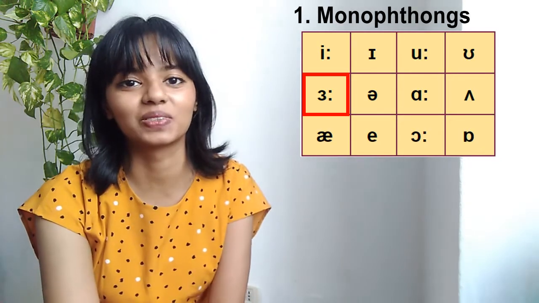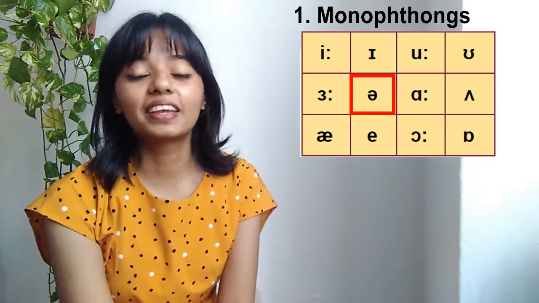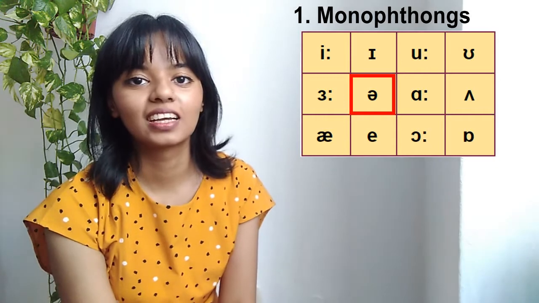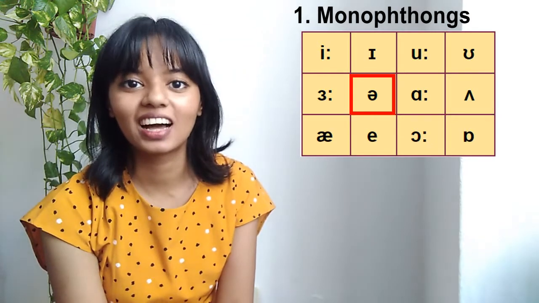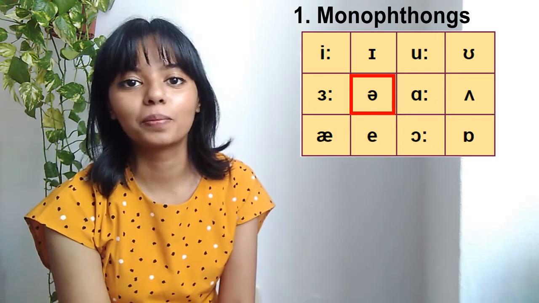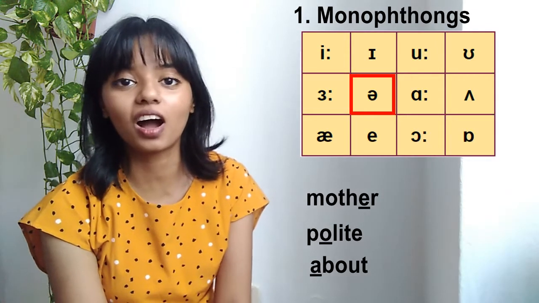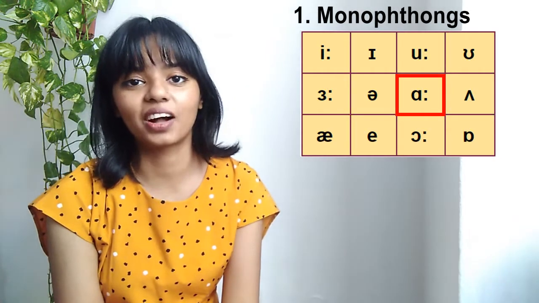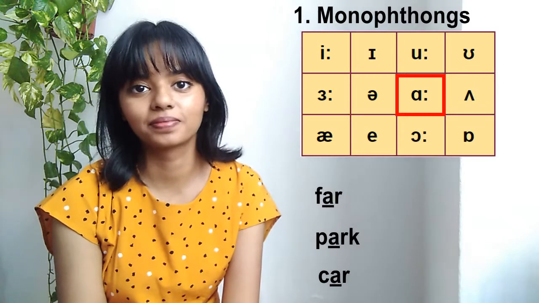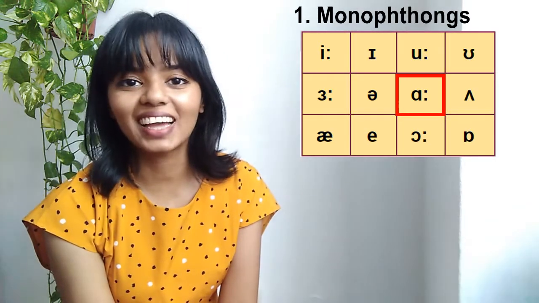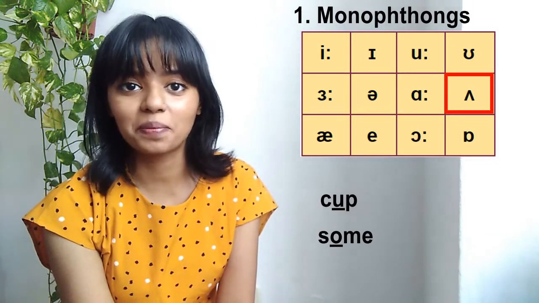The next one is a long vowel. Words with this sound are her, word, bird. The next one is a very short vowel. This is actually one of the most common sounds in the English language, so it's very important to get it right. Words with this sound are mother, polite, about. We call the short vowel the schwa sound. Then we have another sound. Words with this sound are far, park, car. This is a long vowel. On the other hand, the next is a short vowel. Words with this sound are cup, some, duck.